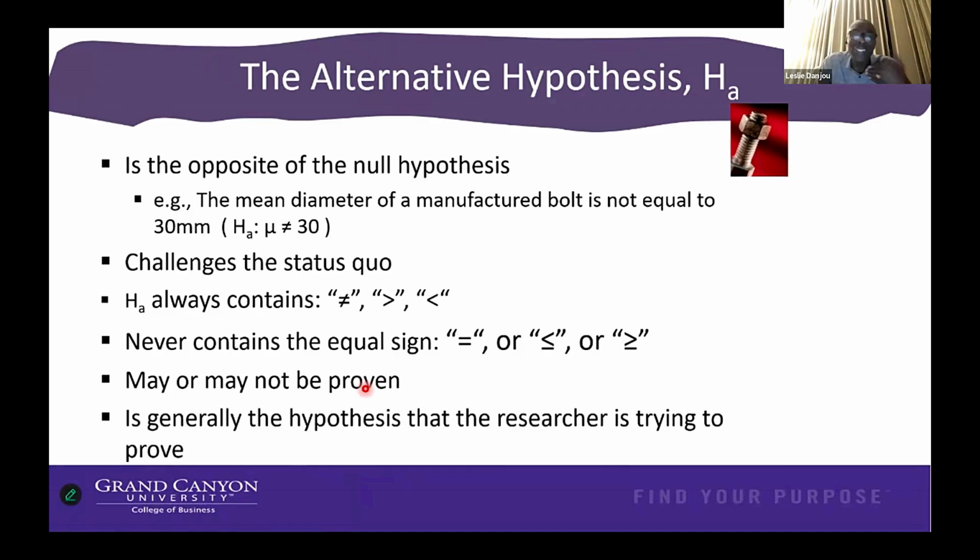The alternative, y'all, challenges the status quo. Man, Job only loves you because you got your hedge of protection around him. But wait a minute, God is saying he is righteous and upright. How could you say that, man? It challenges the status quo. When you're writing the alternative, it will have not equals to, it can be greater than, or it can be less than. It is the opposite of the null hypothesis. Once again, it may or may not be proven. We got to test it to see if it's true or not.